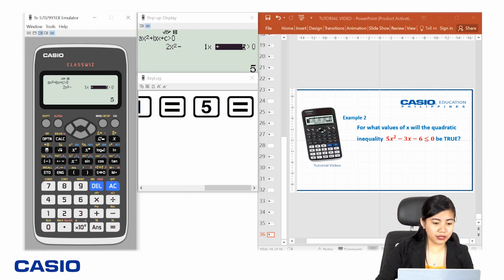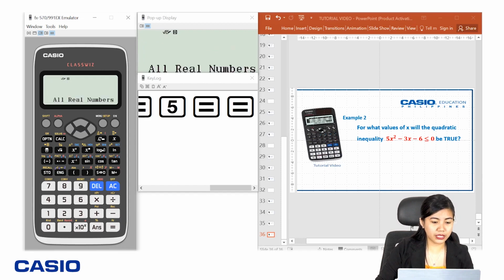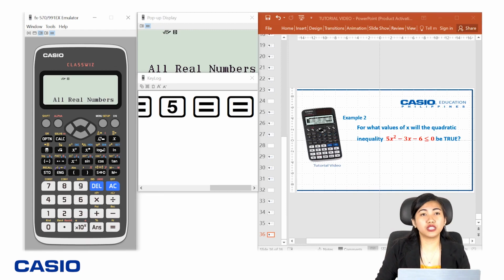Then to show the values, we press the equal sign, and you will see here that the result is all real numbers. So it means that for the quadratic inequality 2x squared minus x plus 5 greater than 0, all the real numbers can be assigned in this inequality to make the statement true.